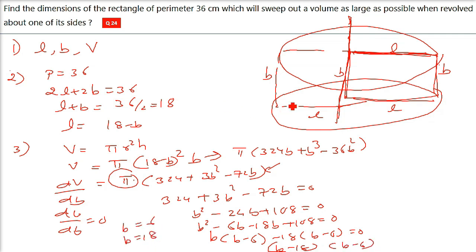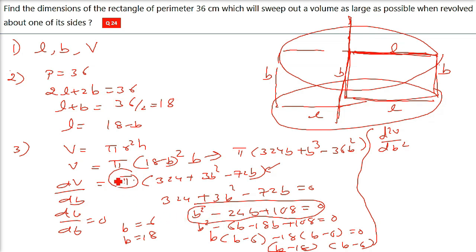But we need to check both of these because we need the volume as large as possible. For that we need double differentiation. So the fourth thing we have to do here is d2V by dB square. You already know dV by dB, and now you are going to differentiate it. In that expression, you first replace b by 6, and the other time you replace b by 18. After replacing 6 and 18, you will see whether it gives a negative value or a positive value. Because for a maximum, you need to get a negative value. That is important here.